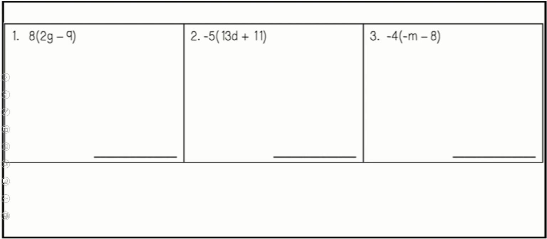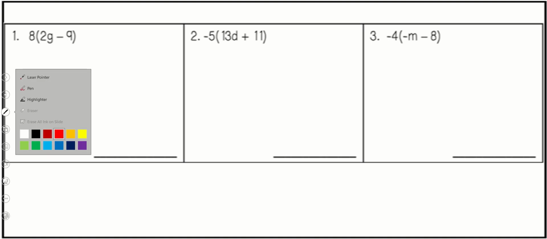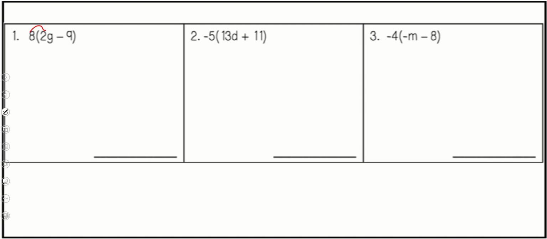So when we're distributing, what do we do? Multiply. What are we multiplying? The number on the outside, in this case the 8, and we're multiplying by what is on the inside. So we got 8 times 2g, in this case that's 16g. I got 8 times minus 9. We have to pay attention to our signs, so that's a minus 72. This should not be anything crazy difficult, hopefully. Y'all go ahead and do those other ones.